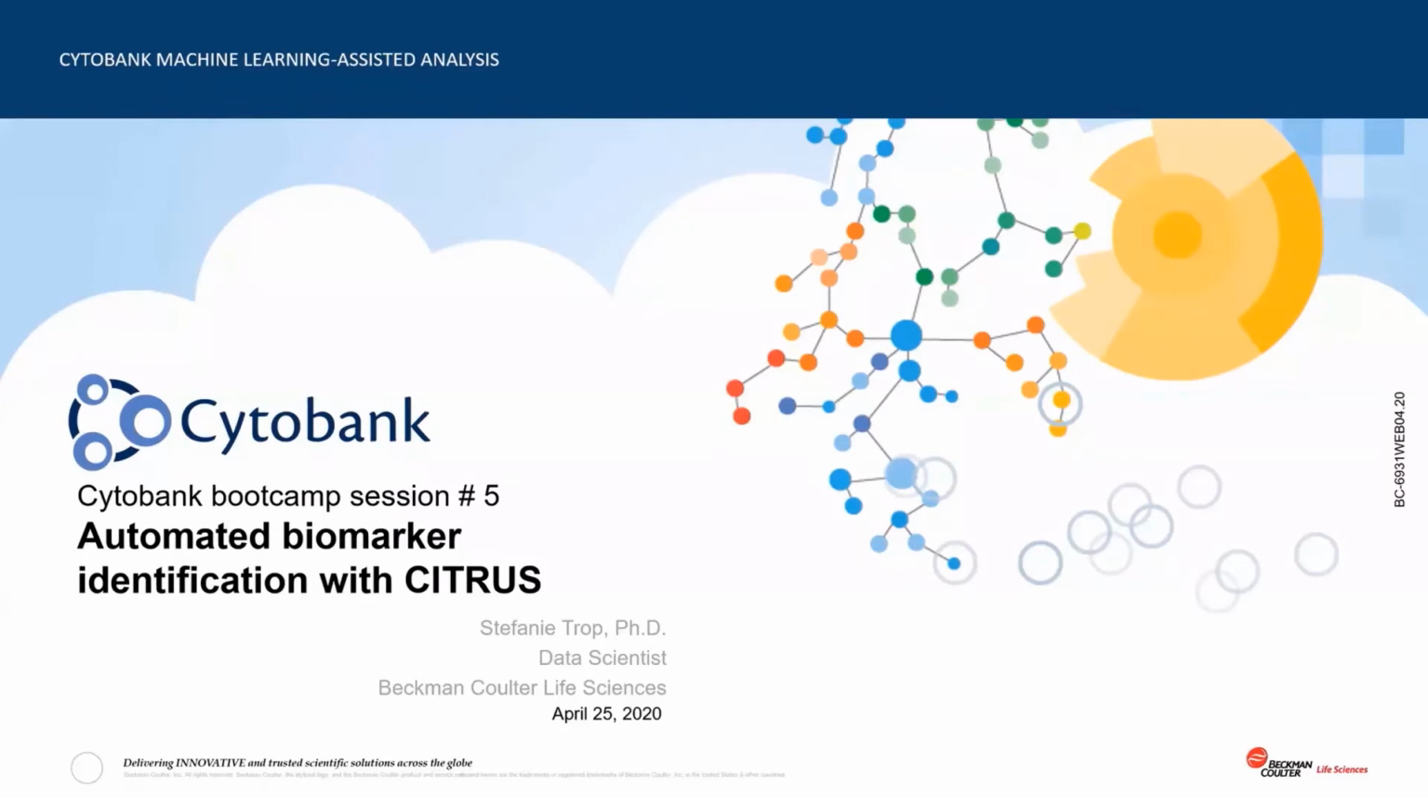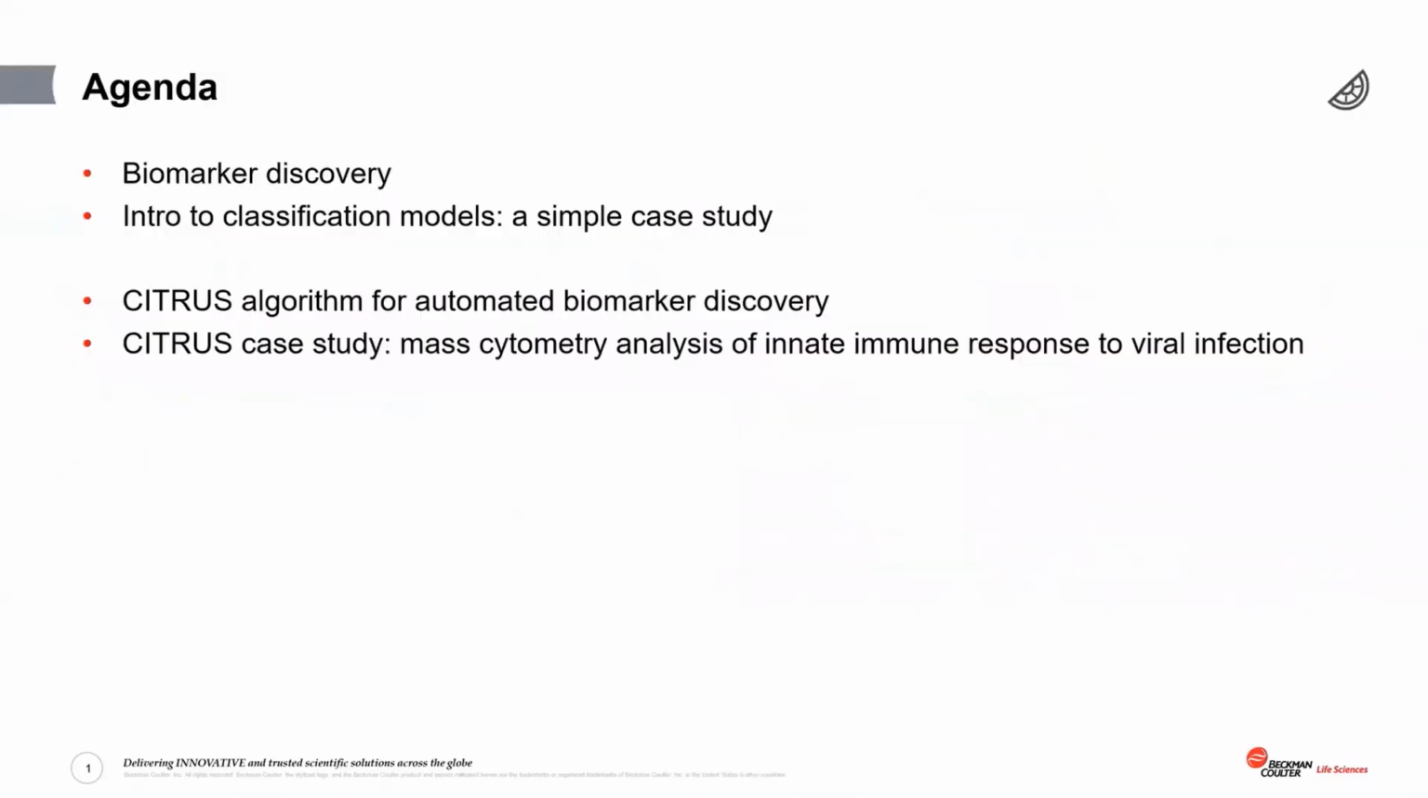Today, our session will be on using a really powerful tool in Cytobank, Citrus, for automated biomarker identification. We'll talk about the need for biomarker discovery in your cytometry workflow and try to understand the basic concept of classification models, an important component of how the Citrus tool works. Then, we'll see how those concepts work within Citrus and apply Citrus to analyze a mass cytometry dataset for biomarker discovery in Cytobank.